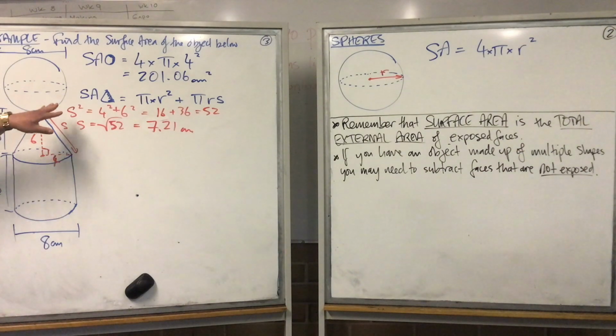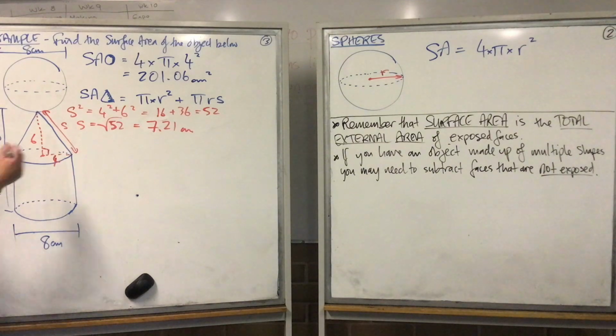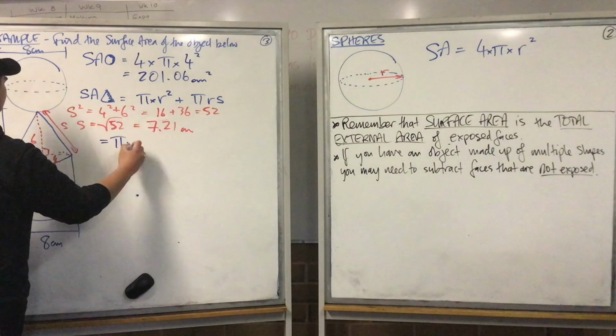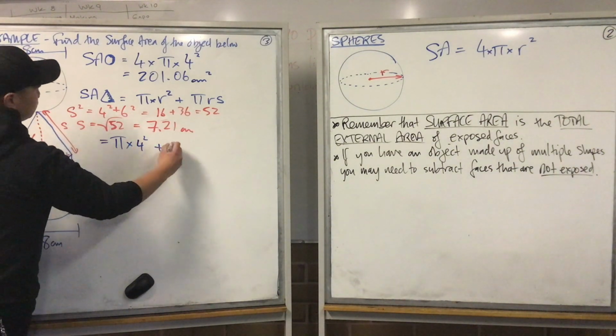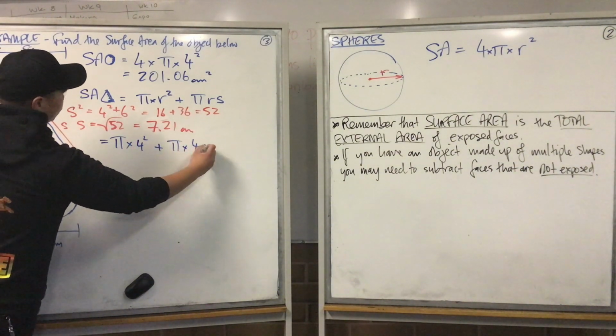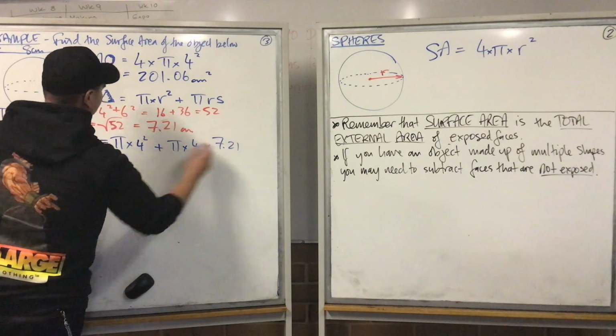Do I have what I need now to find the surface area of the cone? I need to do some little work off to the side. So, pi times, what is the radius of the cone? 4 squared, plus pi times 4 times 7.21.